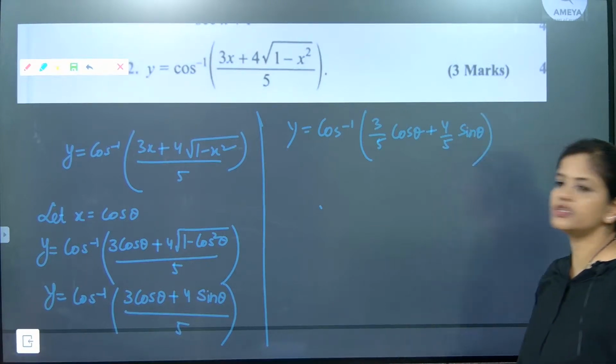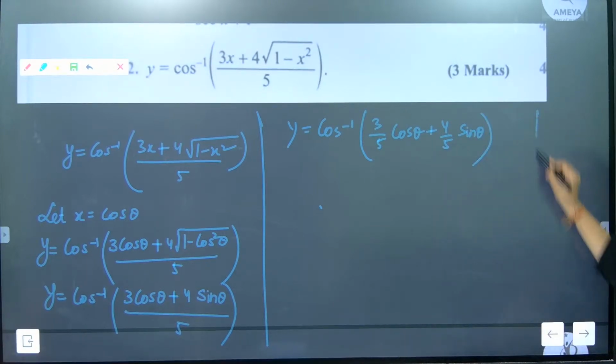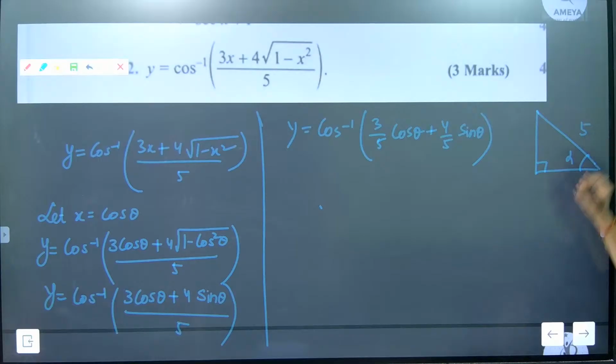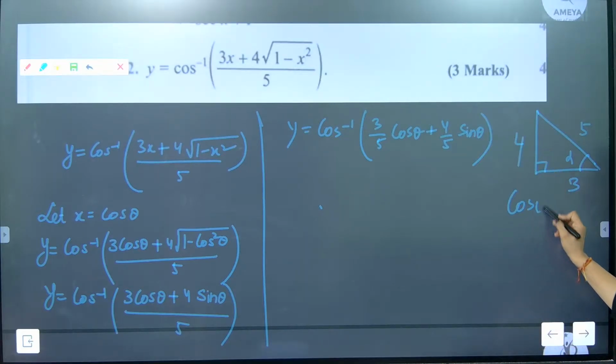Now again we will draw the triangle. So same pattern question, a 3 marks question of CBSE. Now here, this angle we are going to assume as alpha. Hypotenuse is 5, and we need 3 here and 4 here. So what is cos alpha? Cos is base by hypotenuse, so here it will become 3 by 5.